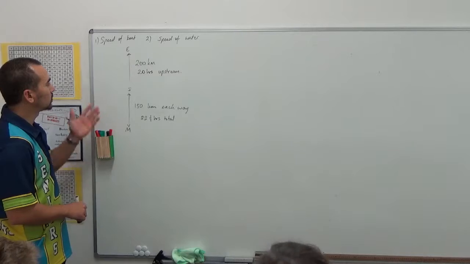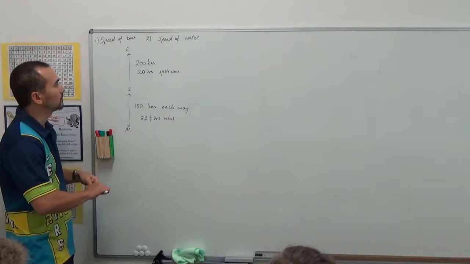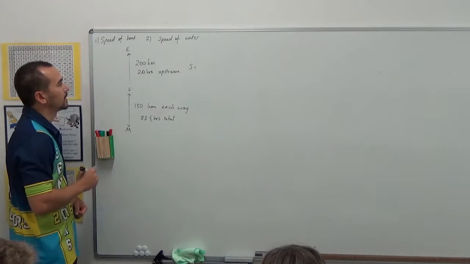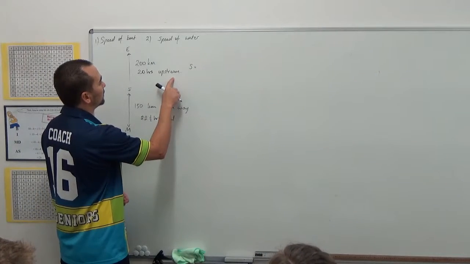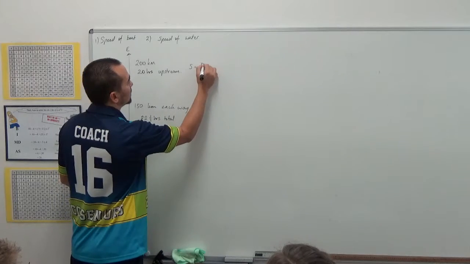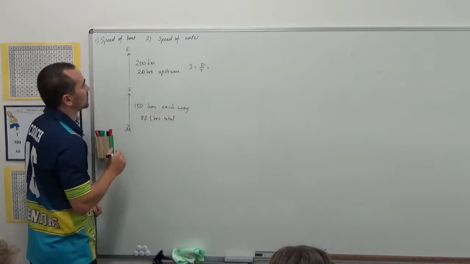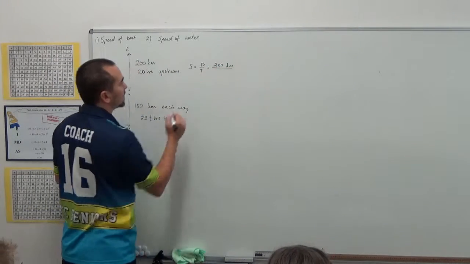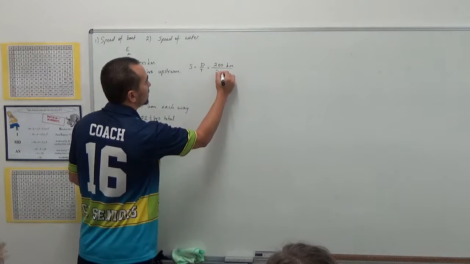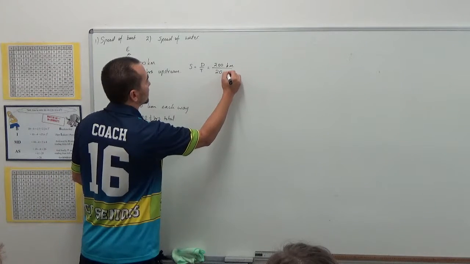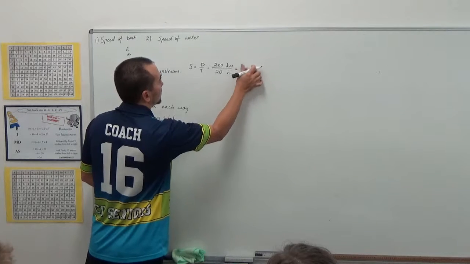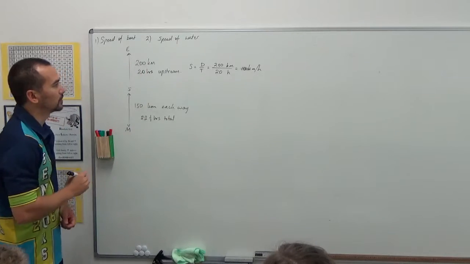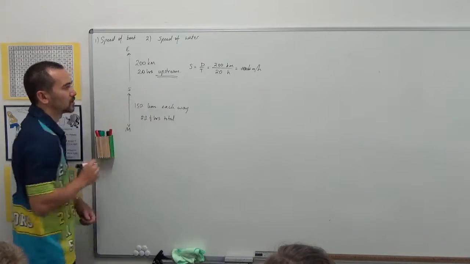What can we work out straight off the bat? The speed of the boat going upstream. So we can work out the speed of the boat going upstream, and speed is equal to distance divided by time. So the distance is 200 kilometers. Levi, how many hours does it take? 20. So what's the speed? 10 k's an hour. Exactly. Alright, so 10 k's an hour is upstream.